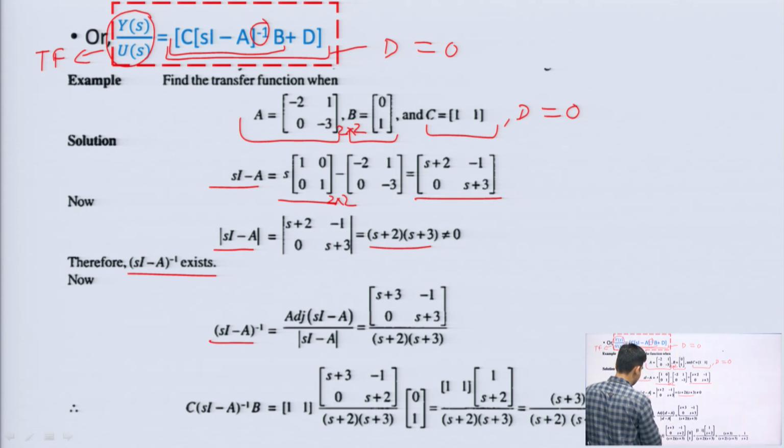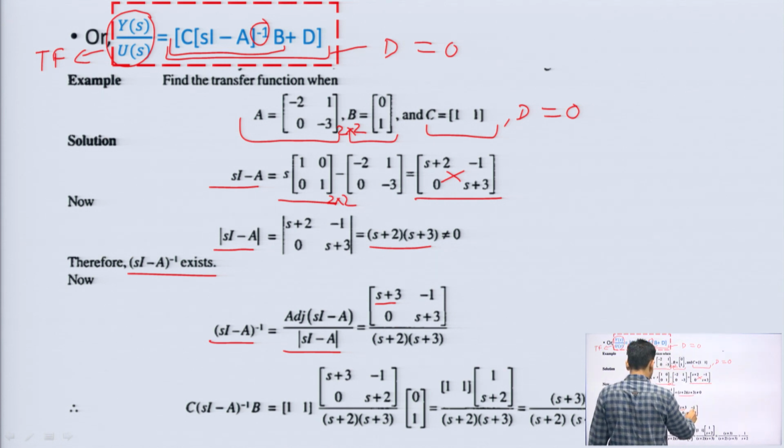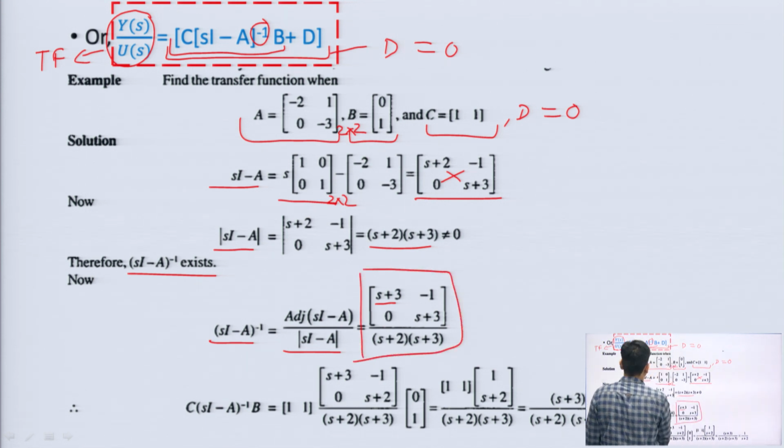So, (sI minus A) inverse would be given by the adjoint divided by the mod of this matrix. If I solve it, I will get s plus 3, minus 1, 0, s plus 3, divided by this. Basically, to calculate the inverse, we need to interchange the diagonal elements and invert the sign of the off-diagonal elements, right. So, when you solve it, you will get the (sI minus A) inverse matrix like this.